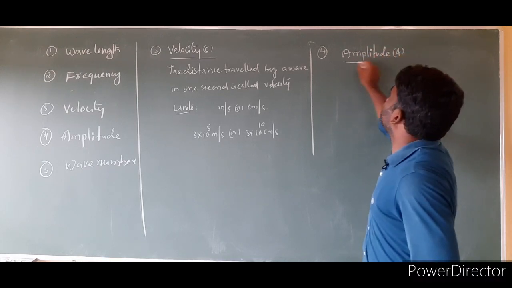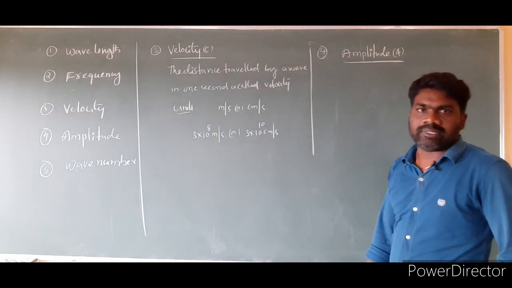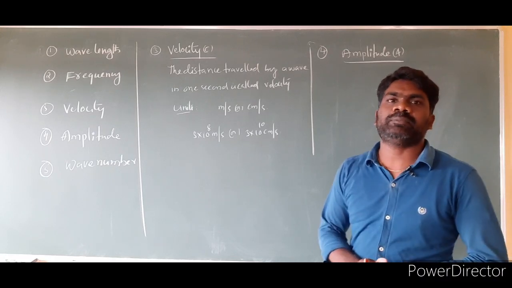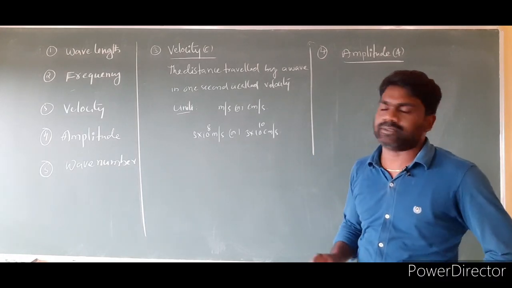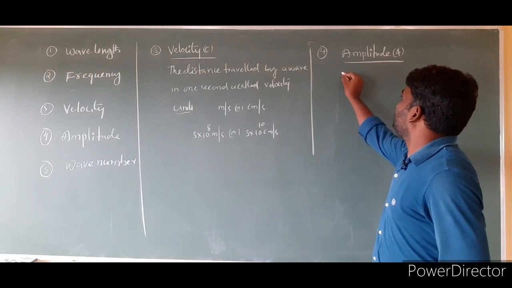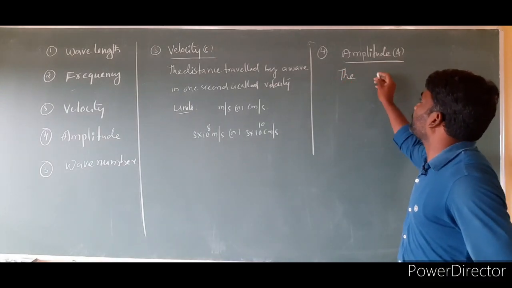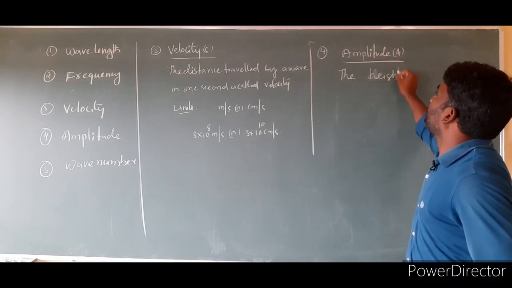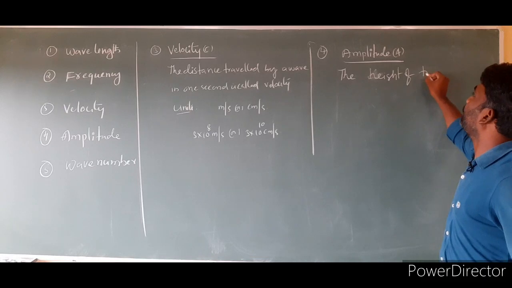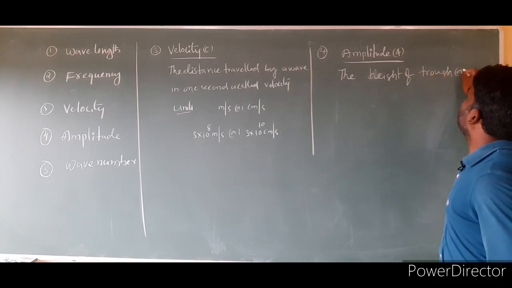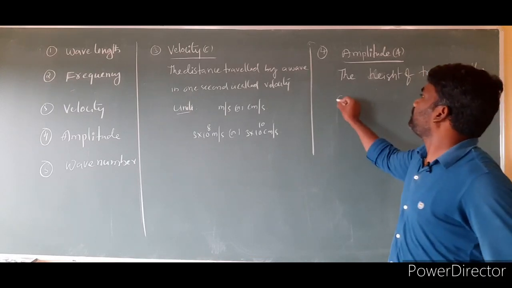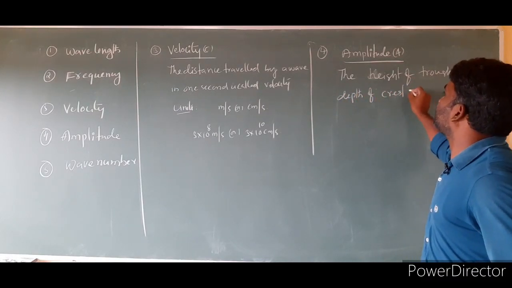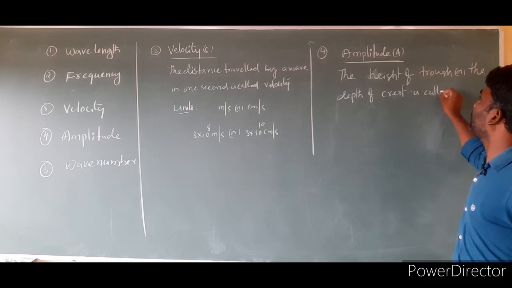Amplitude is denoted by the letter A. The amplitude is defined as the height of the crest or depth of the trough is called the amplitude. Let us write the statement: the height of the crest or the depth of the trough is called amplitude.